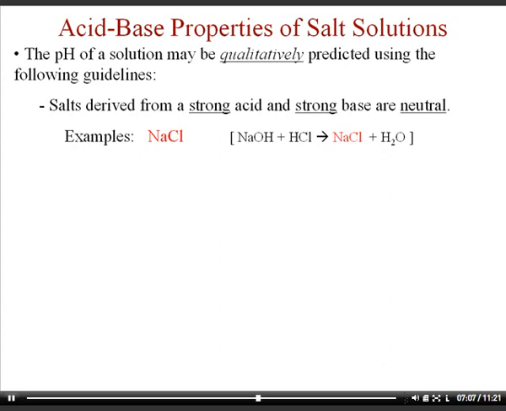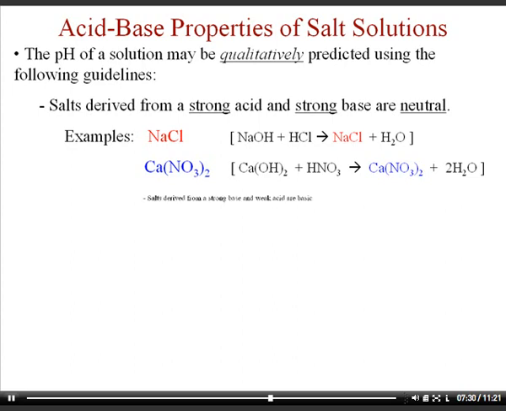So here's an example. You have sodium chloride. How can you make sodium chloride? Well, you can react the strong base sodium hydroxide with the strong acid hydrochloric acid, and that makes salt water. And so that salt that you made by combining the strong acid and the strong base is classified as neutral. Here's another example, calcium nitrate. It comes from calcium hydroxide reacting with nitric acid. That strong combination is going to make a neutral salt.